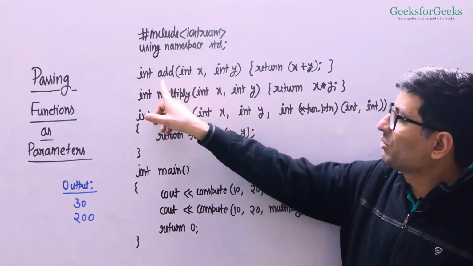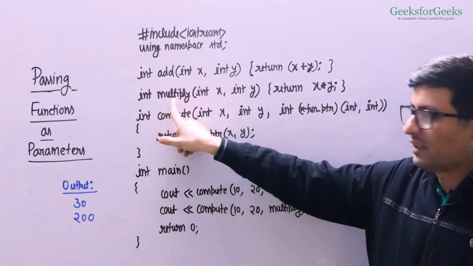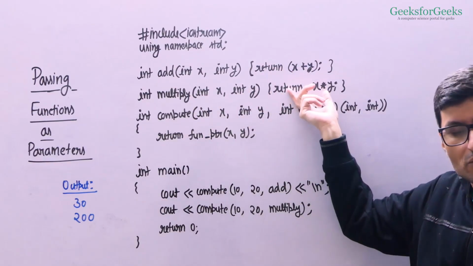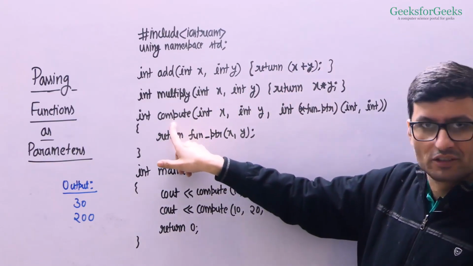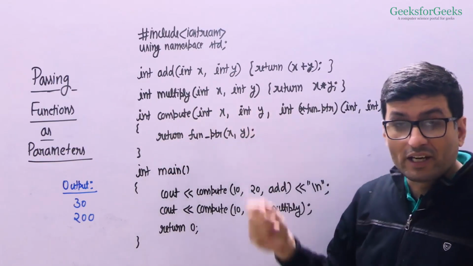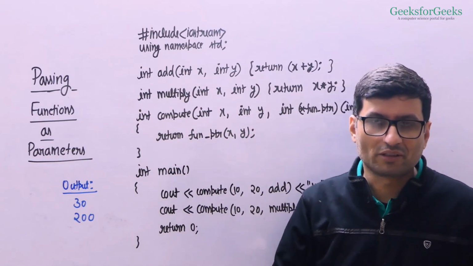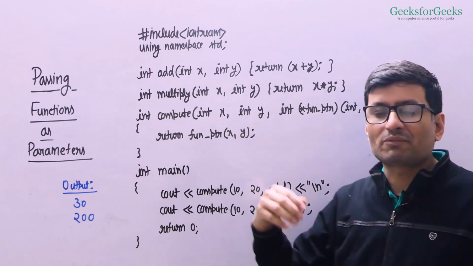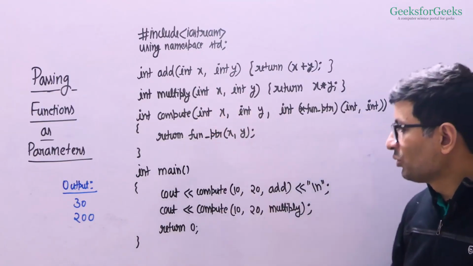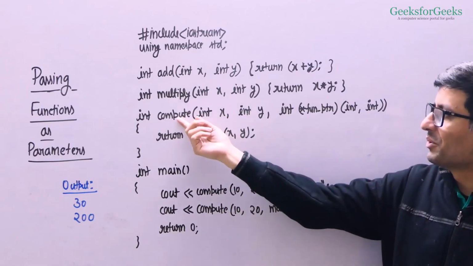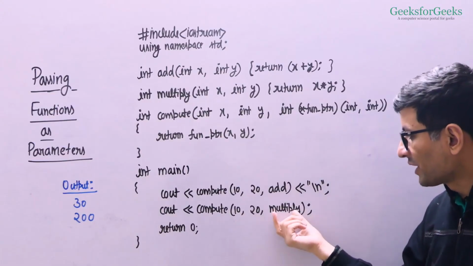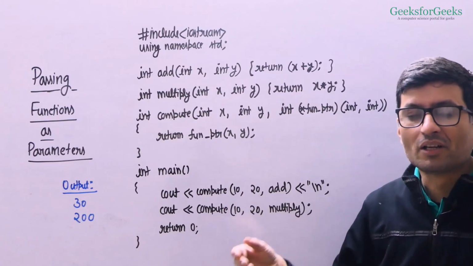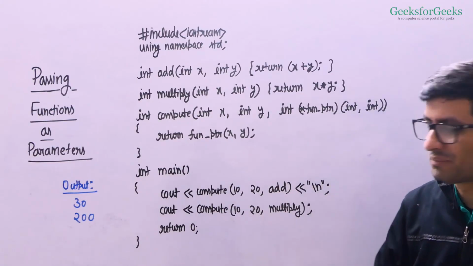So here I have written two functions, add and multiply. Add simply returns the addition of two numbers. Multiply simply returns the multiplication of two numbers. Then I have written a third function that takes two numbers x and y, and it takes the functionality as an input. It takes the function pointer as input and then it calls that function for these two numbers. So if the user provides add, then this function compute is going to do the addition. If the user provides multiply, then this function is going to multiply the two provided numbers. So this is an example where we are providing functionality as input.